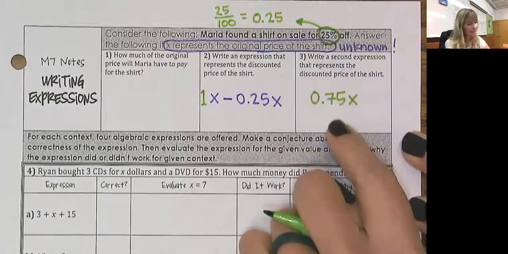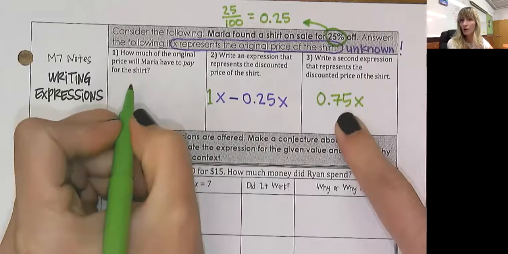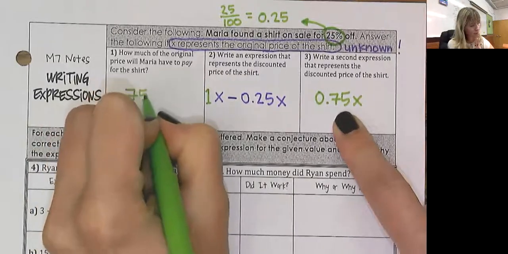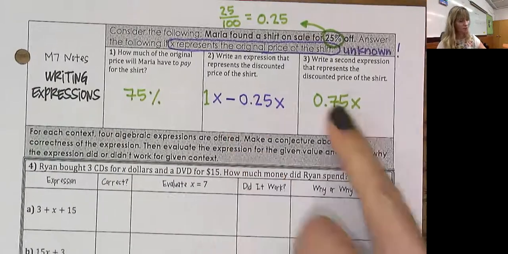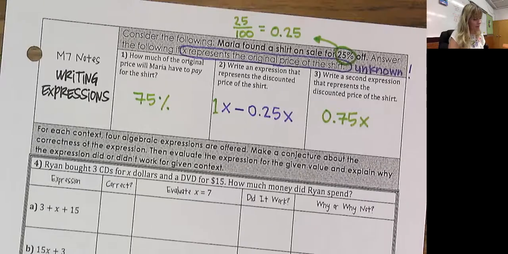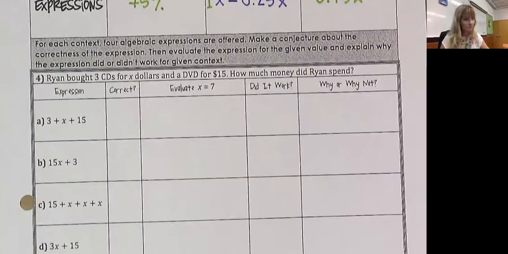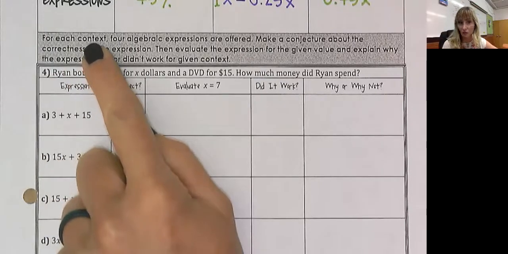So that's what they mean by write a second expression that represents it, and that actually leads us back to question number 1. If it's 25% off, how much are you actually paying? Well, you're actually paying 75% of it, which is why this turned into this. Today is all about expressions, working with expressions, writing expressions, recognizing that the mathematical symbols in the variable expression still have to hold the same meaning as they do if you had all numbers. So to practice this and make sure we have some background knowledge on this, right here it says, for each context. The word context means some kind of story or situation.